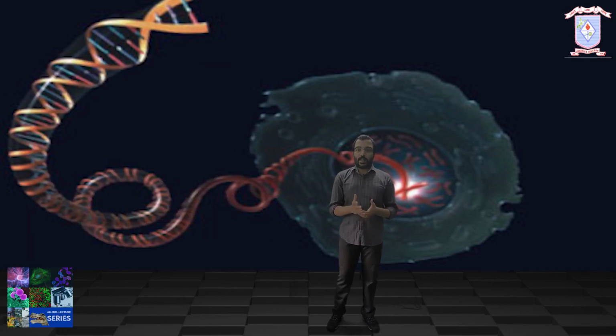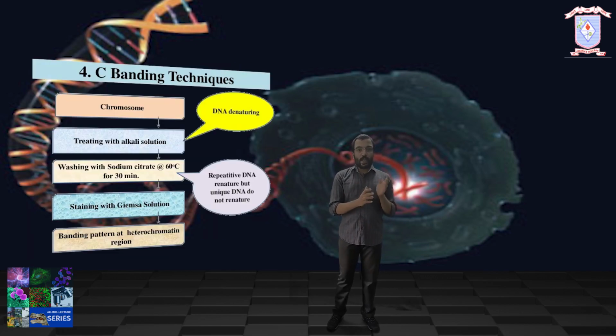In the last step, after treatment with sodium citrate, stain the slides in Giemsa solution. Then rinse the slides in deionized water. Then allow the slide to dry. Then examine under the oil immersion of a microscope.